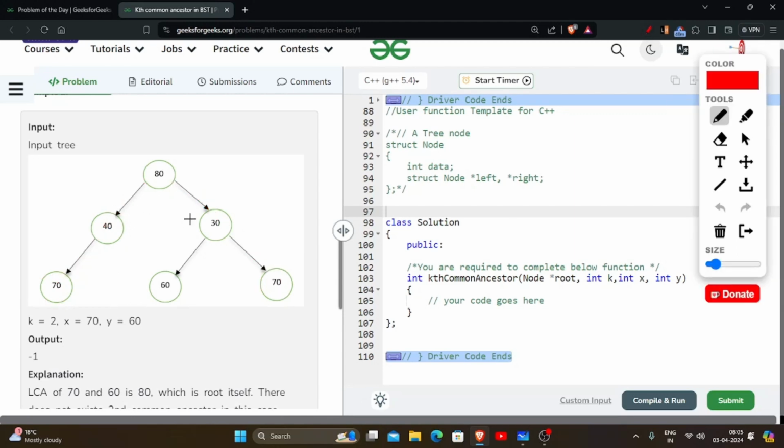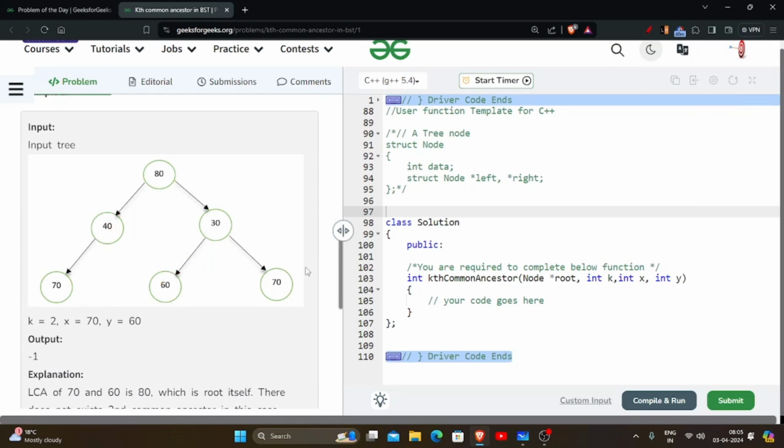Again, if I ask you, tell me for 40 and tell me for 60. So similarly, you will again draw these paths like this. So you can see 80 is again the first node which is having the ancestor-descendant property to both the nodes. So this is about lowest common ancestor.